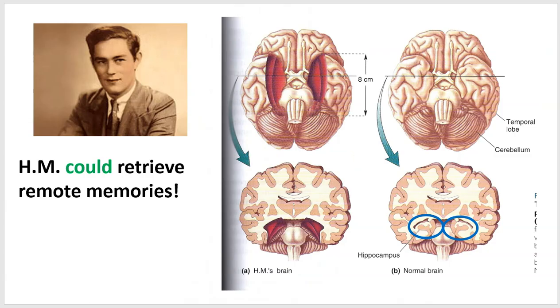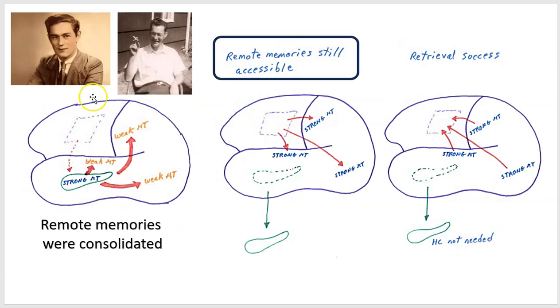Now, interestingly, HM could retrieve remote memories. These would be memories for things that happened prior to the surgery, years before the surgery, like events of his childhood, for example. So why would that be? Well, let's take a look at the brain on the left here.